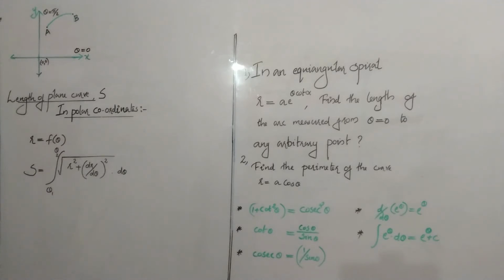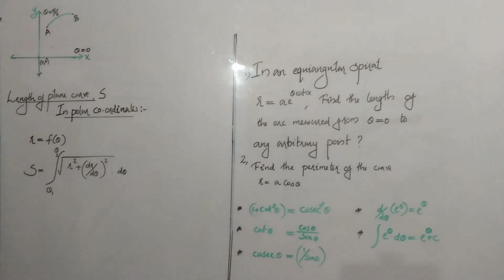Now look at the first question. In an equiangular spiral, r is equal to a e raised to theta cot alpha. Find the length of arc measured from theta is equal to 0 to any arbitrary point.